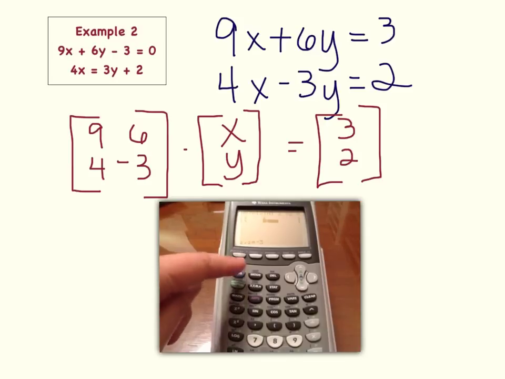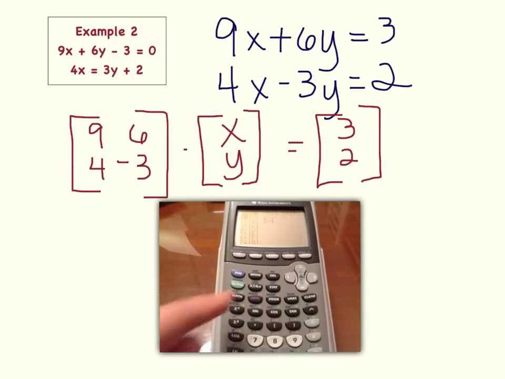Okay? Now we're ready to put in the numbers for the constant matrix. So we're going to hit second matrix, right arrow to edit, and go down 1 to the B matrix or number 2. Again, this matrix is 2 rows by 1 column. So we will make sure that it has 2 for the rows, enter, and 1 for the column. And now we're ready to enter our new information, which is 3, 2. So 3, enter, 2, enter.